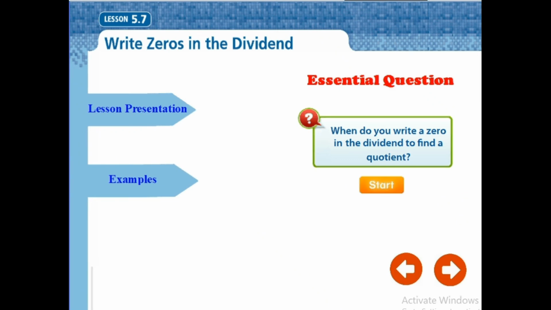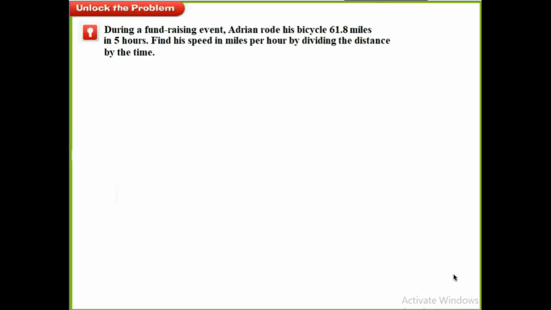In this last lesson, I will explain to you when to write a zero in the dividend to find the quotient. Here's the problem for you to solve. During a fundraising event, Adrian rode his bicycle 61 and 8/10 miles in 5 hours. Find his speed in miles per hour by dividing the distance by the time. You will divide 61 and 8/10 by 5. The answer will be about 12.